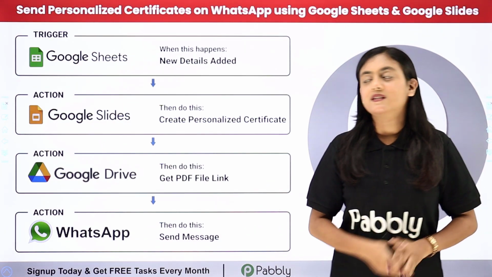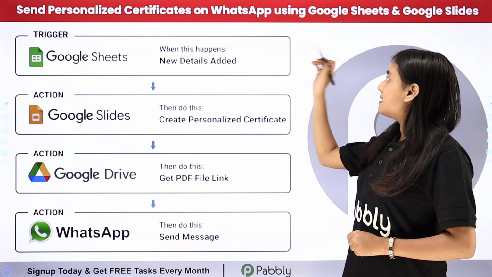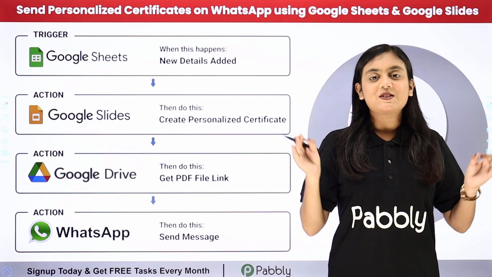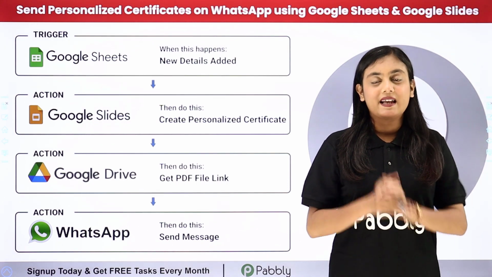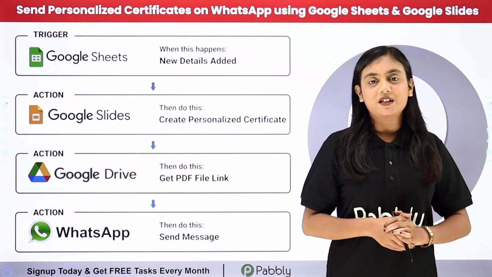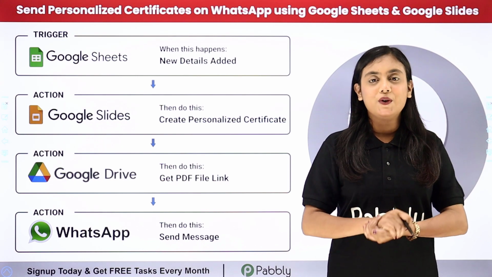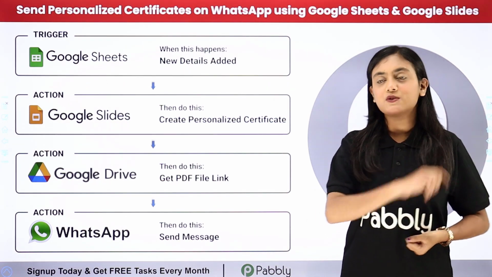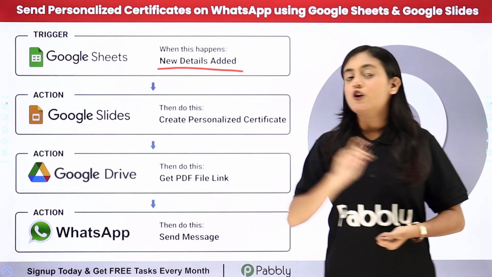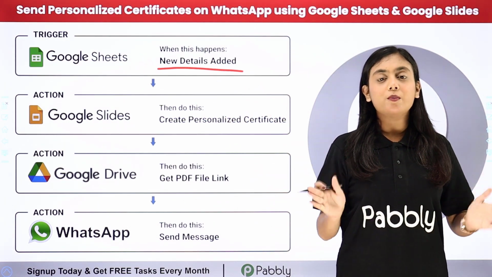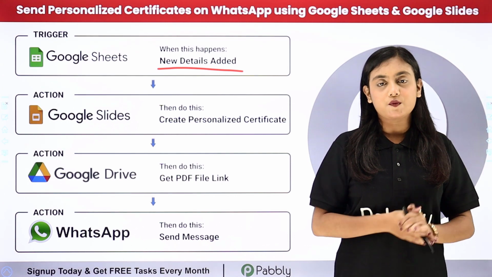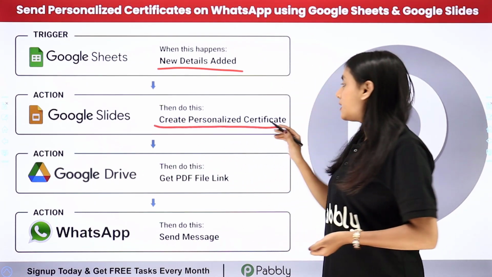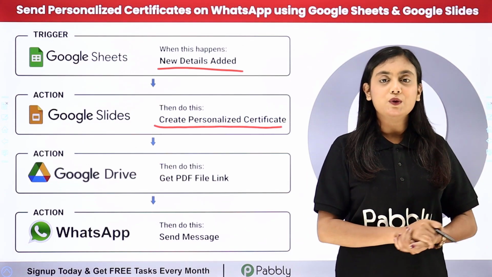In this video we're going to learn how to send personalized certificates on WhatsApp using Google Sheets and Google Slides. So I am an owner of a business and I want to create personalized certificates for all of my employees who are working in my company. For that, my objective is that as soon as I add the details of the employees in my Google Sheets for whom I want to create personalized certificates, automatically with the help of the details, personalized certificates should be created with the help of Google Slides.